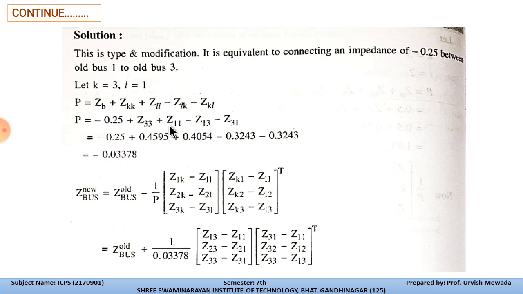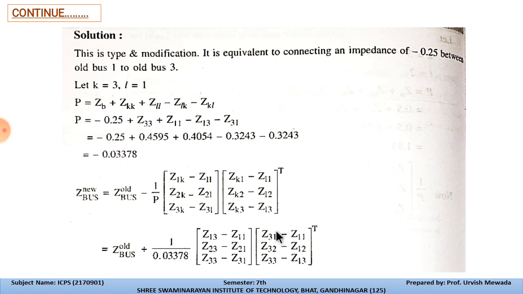So by putting all the values we can find out the value of P. Put this value P over here: Z bus equals Z bus old minus 1 upon P, and this is the formula that we are applying for finding the Z bus. So Z bus old, this is the minus, so the minus value will become plus. So 1 upon 0.03378, and these will be the links, say lines, between each node and bus.